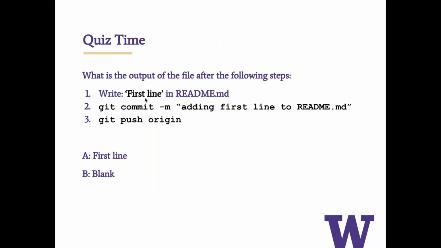Okay, so let's now have a little bit of a quiz so that we see whether everybody understood these steps. So what is the output of the file after the following steps? So let's say that we just write first line in this README document, and then we run the command git commit -m, adding first line to README, and then we write git push origin. So what is the output of these three steps? So the first option is A, which is first line, and the second option is B, which is blank.